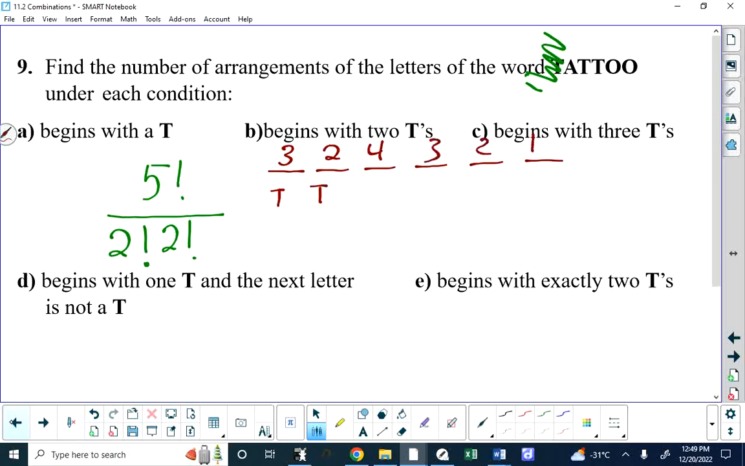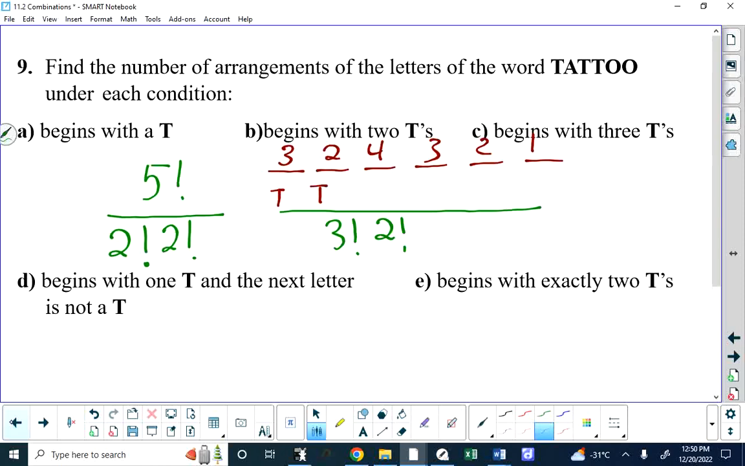But in all of that, I have 3 identical T's and 2 identical O's, so I need to divide that by 3 factorial, 2 factorial. And that, by the way, is coincidentally going to give me 30 as well, I believe. No. It's going to give me 12. My mistake. Go ahead, Kendra.